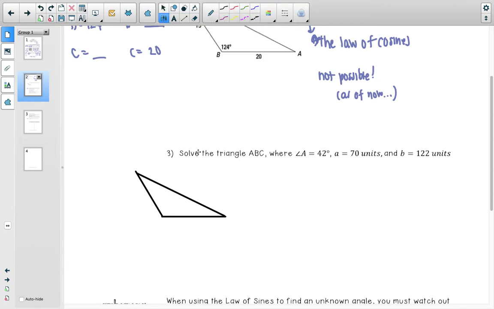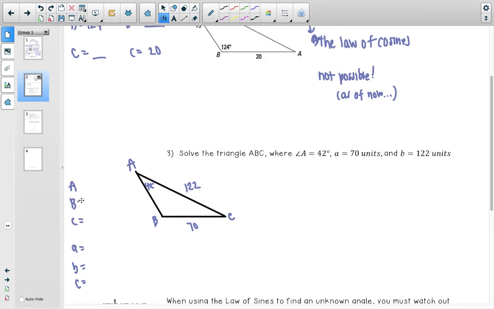So they're giving us information about triangle A, B, C. And it doesn't matter where A, B, and C are because we don't really know what's going on. But we know this is 42 degrees. Side A, which is directly across, is 70. B side is 122, and that's all we know. So I'm going to run out of room. I know it. So I'm going to write the angles and then the sides this way.